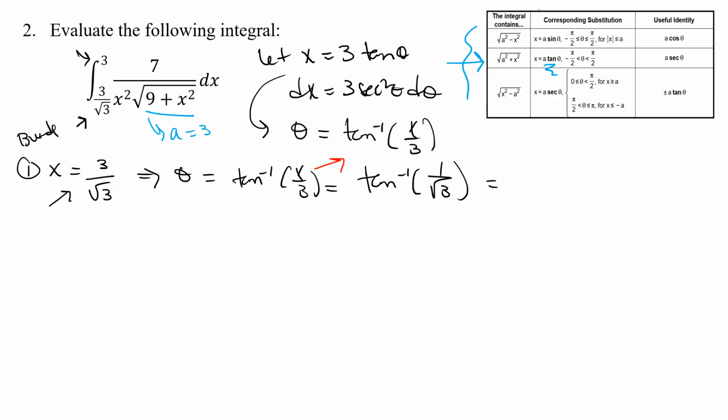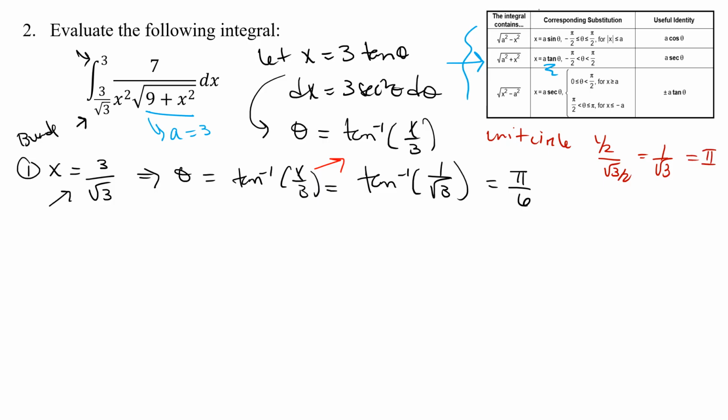Then from here, we would go to the unit circle, right? And we would get tangent must be pi over 6, okay? So remember, from the unit circle, if we have 1/2 over the square root of 3 over 2, that's the same as 1 over root 3.